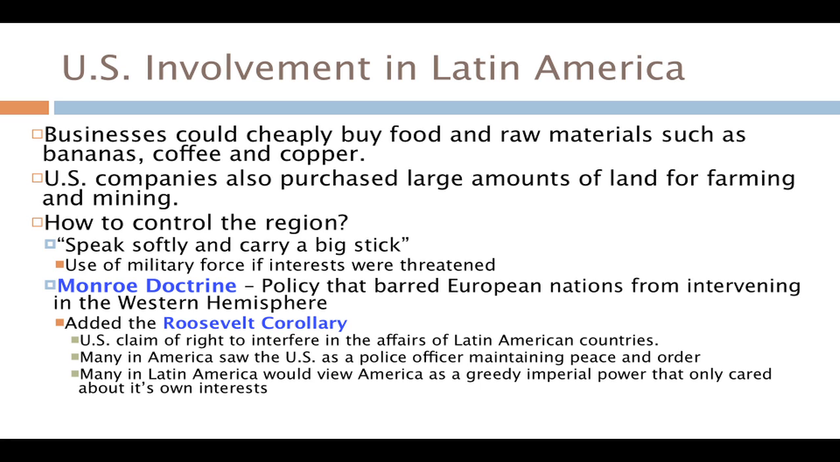A great example of this policy would be the addition of the Roosevelt Corollary to the Monroe Doctrine. The Monroe Doctrine was originally created in 1823 in an attempt to prevent European nations from colonizing land in North and South America.